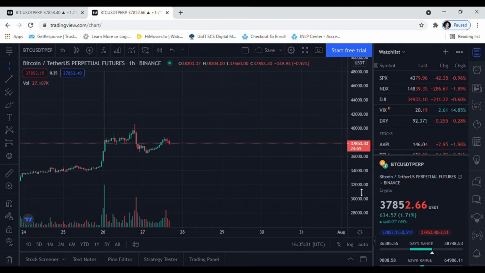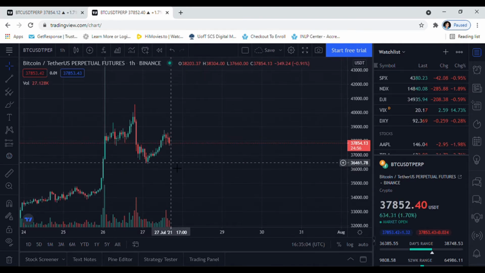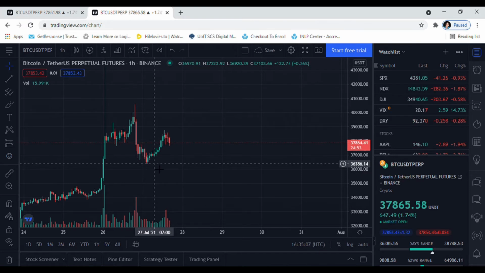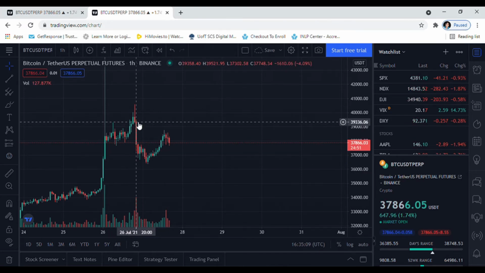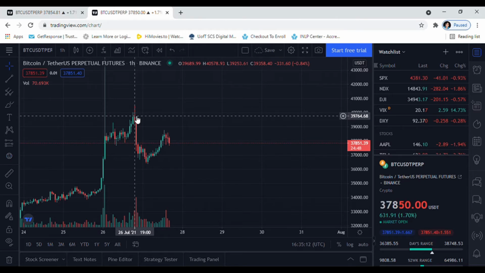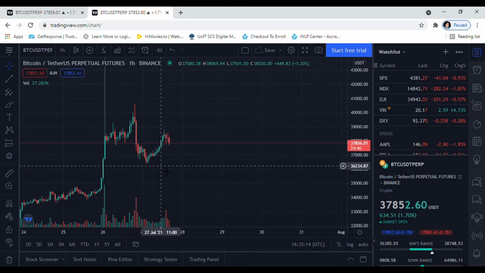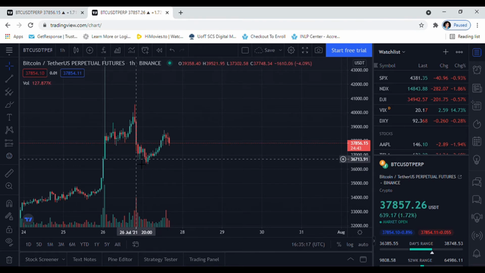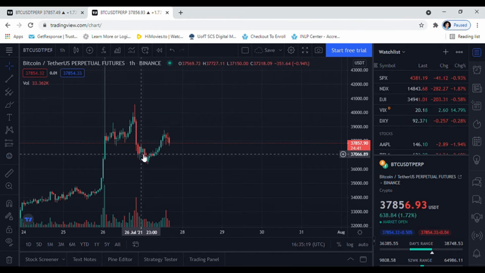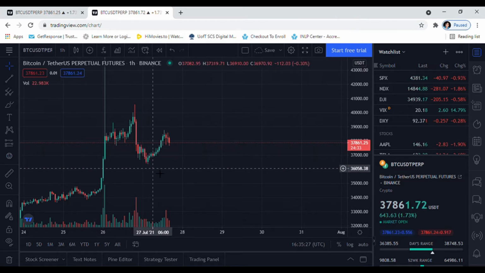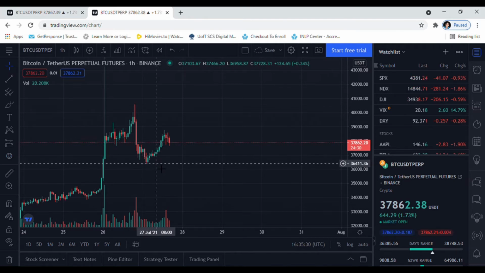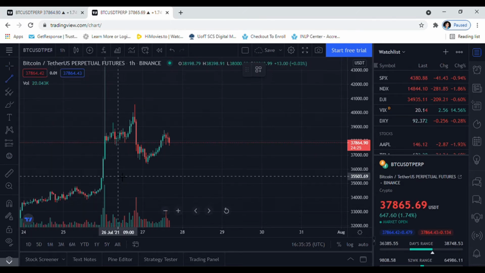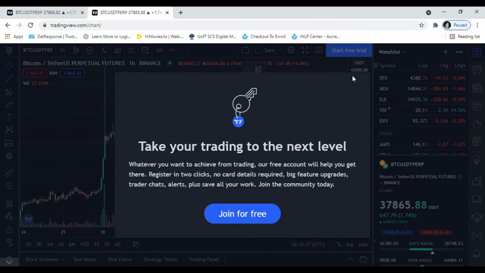Support is basically the price that Bitcoin bounces back from. Let's look at this one here. The price was going down, down, down, and then it stopped. You can see it stopped right here, and then it bounced a little, but it didn't go as high, so it went back down. We can call this a support. Let me draw the line here. So we'll call this a support.